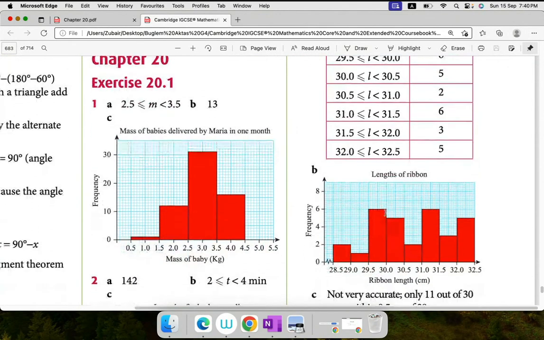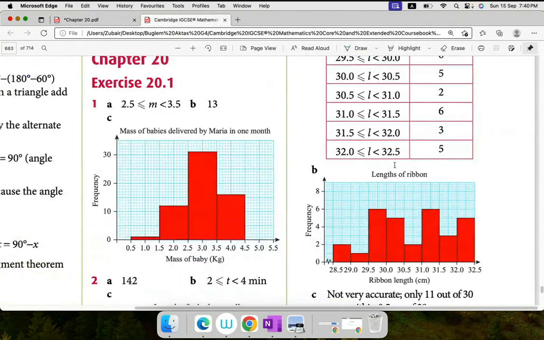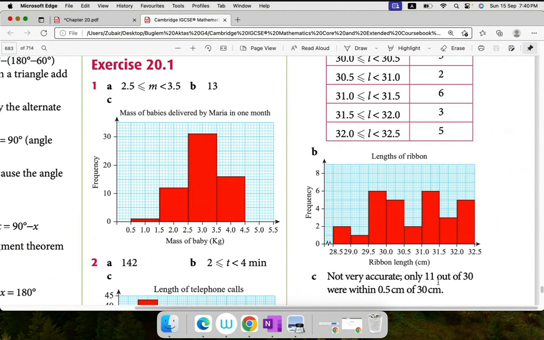But it was still in that range. See this first thing. Shamila cut 30 pieces of ribbon, which she estimated were about 30 centimeters. Yes, about 30. So they made a count that only 11 out of 30 were within this range, within 0.5 centimeters. If there's a client, they would actually expect that every length of ribbon should be 30. They cut it with accuracy.